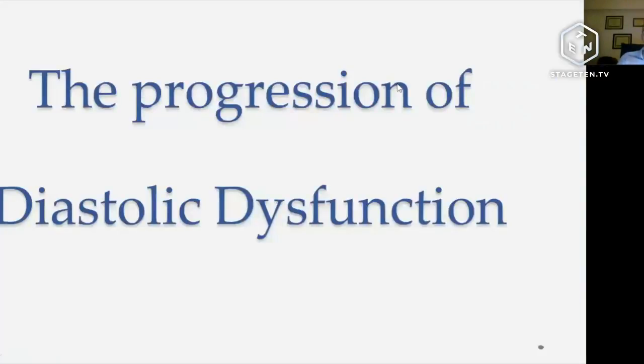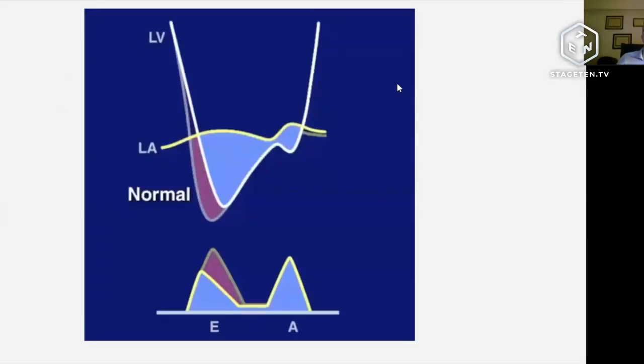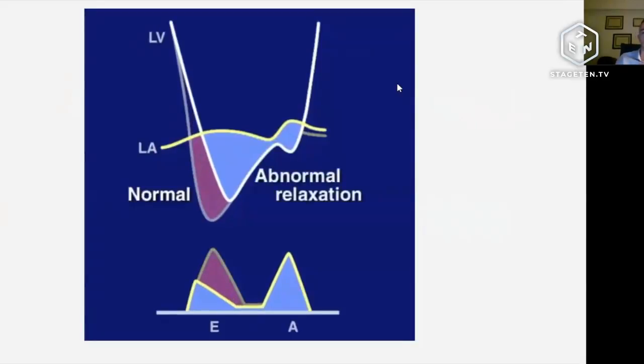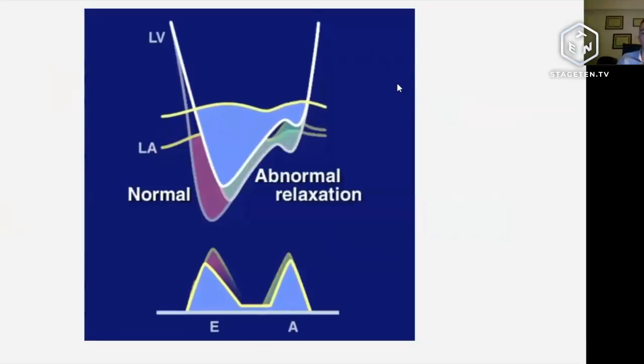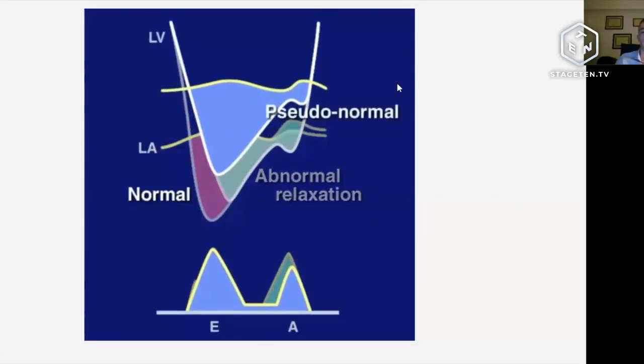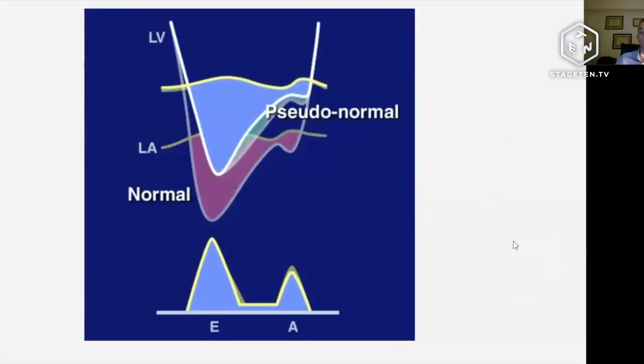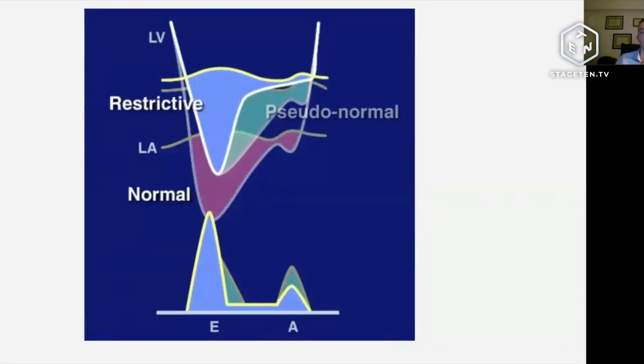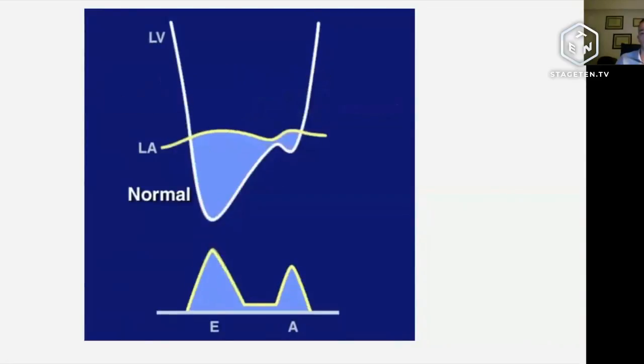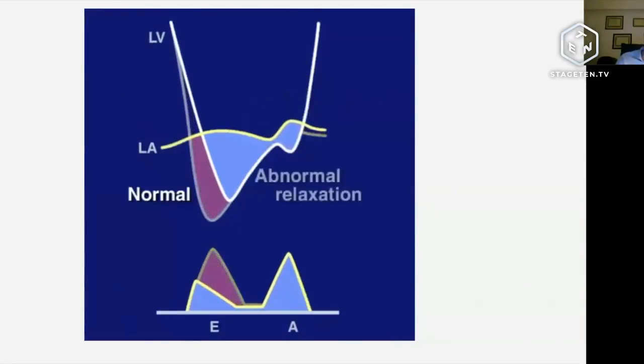I let you watch this video on the progression of diastolic dysfunction. I think this video is very nice. It shows how the EA ratio changes according to the LV-LA pressure when we move to abnormal relaxation, and then finally to pseudo-normal, and then to the third degree, which is restrictive. Now I let you watch this video another time.